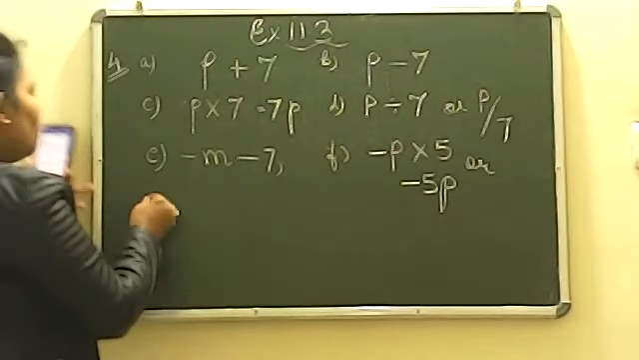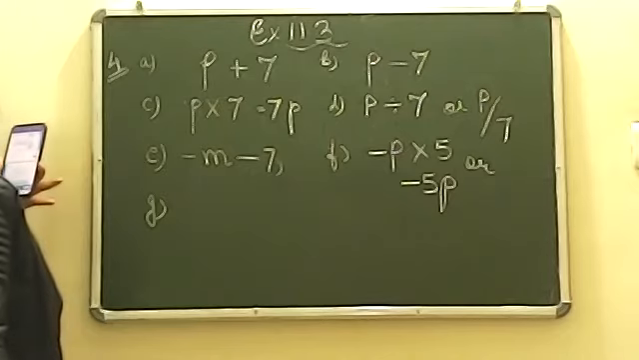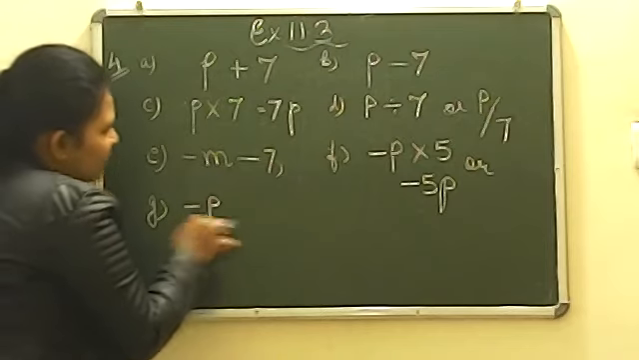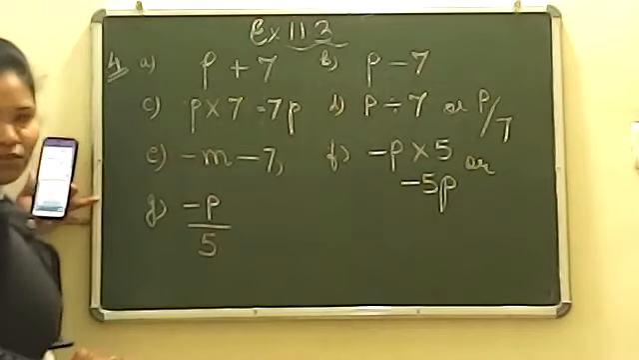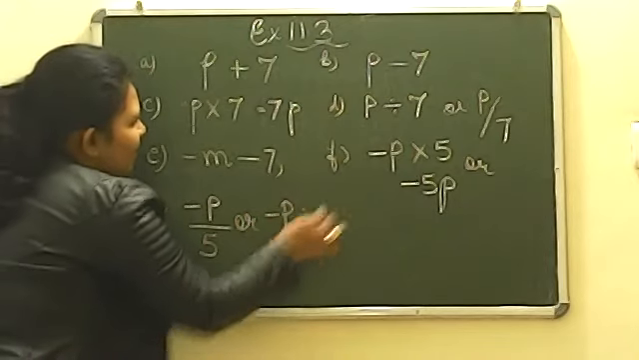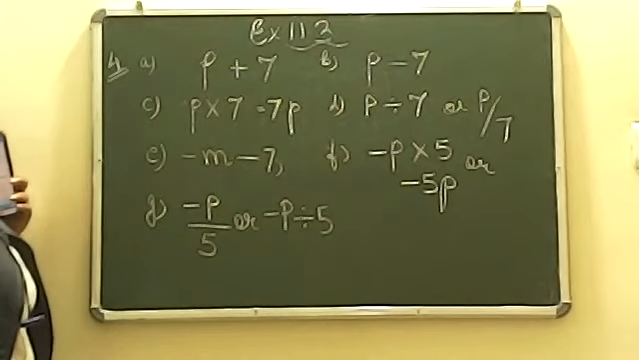Okay. Now move on to question number G. So question number G is minus P divided by 5. So minus P divided by 5. This is also okay. Or if you want to write minus P by 5, this is also okay. Okay, in both the cases it is okay.